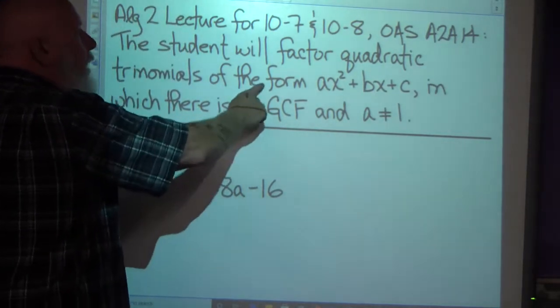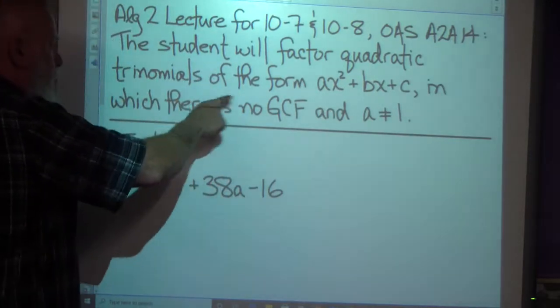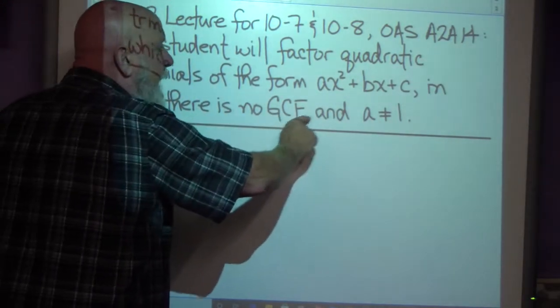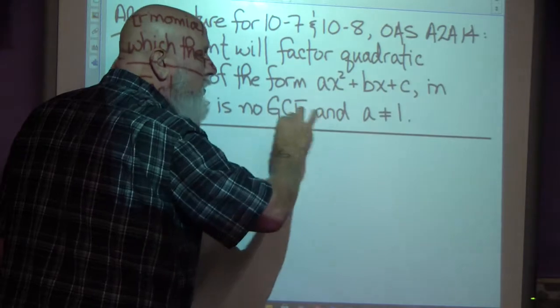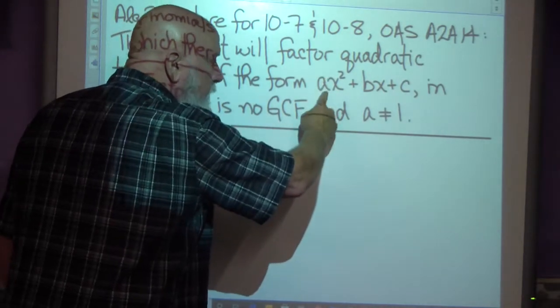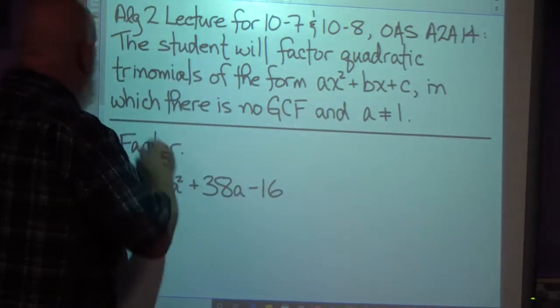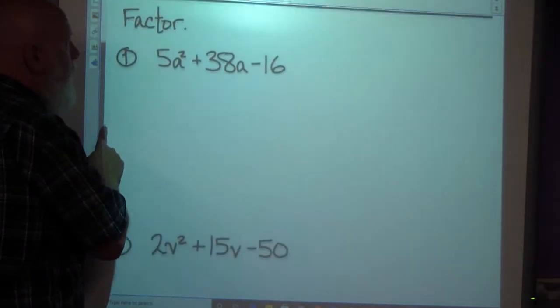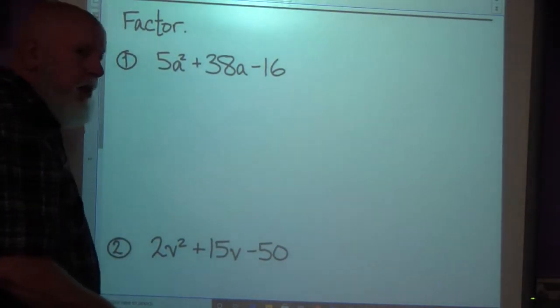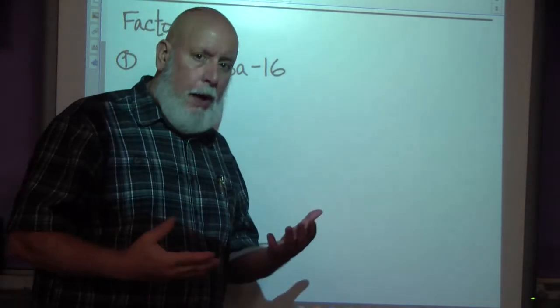What happens if you go to factor this thing and there's no greatest common factor, but a is still not a 1? It doesn't look like just plain old x squared. So here we go. Here's how you do it. Here's one way of doing it. I call this the T method. Some people will call it the airplane method.